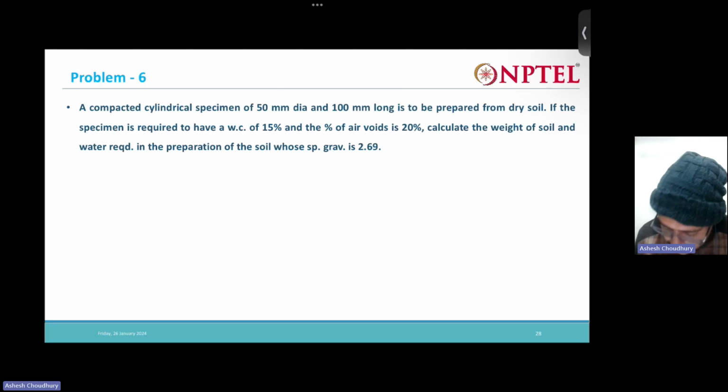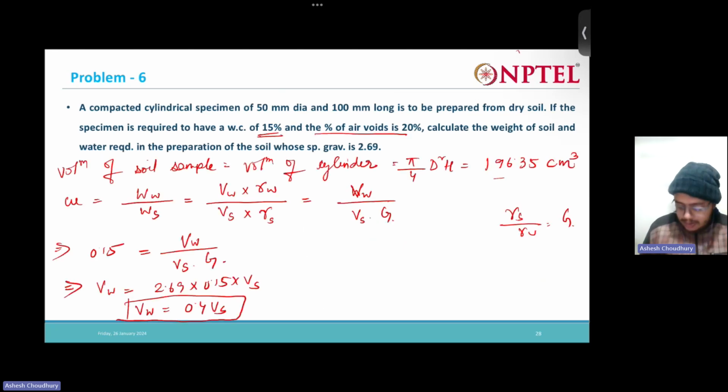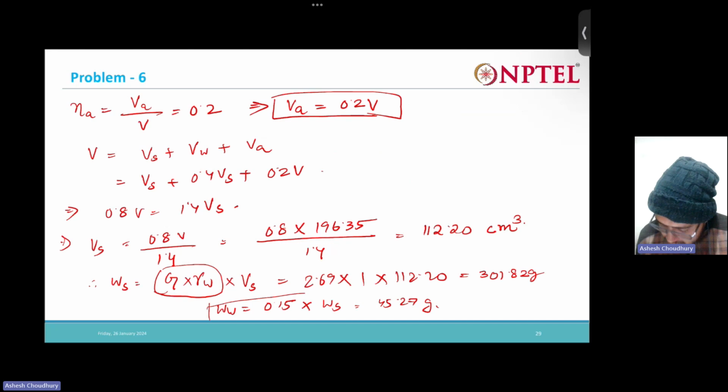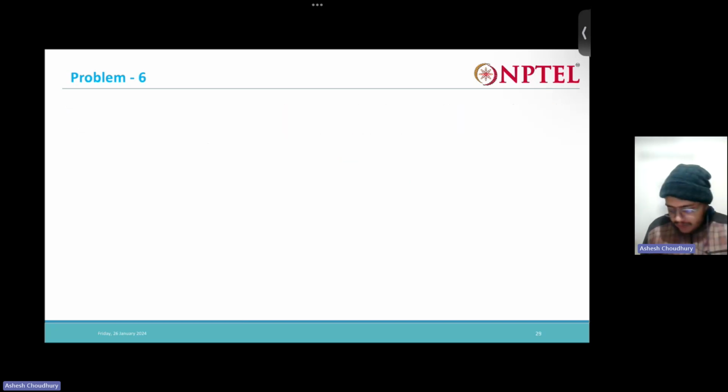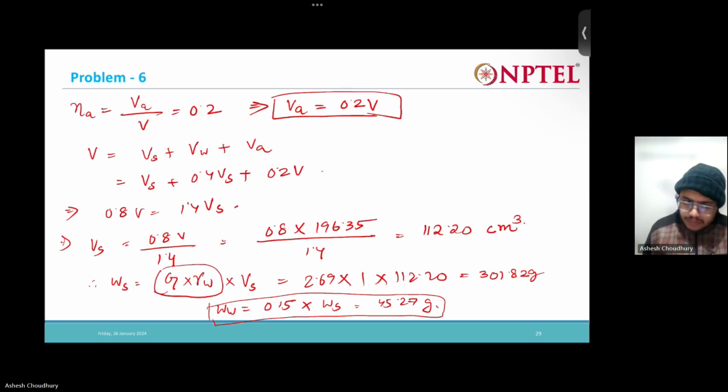Okay, so like this you need to find out. Finally, the weight of water required is this much. So we use the two given quantities, percentage air voids and water content, in the relations. Using those relations and the known quantities, we determine the volume of soil solids. If we know the volume of soil solids, we can get the weight of soil solids. If we know the weight of soil solids, we can get the weight of water using the water content. Okay.